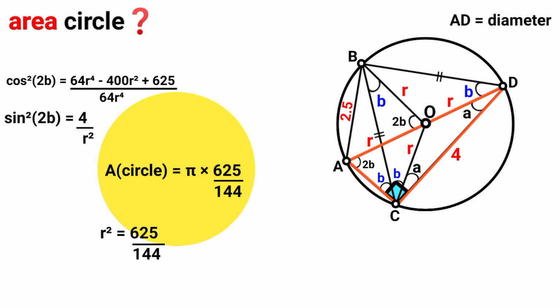Substitute it here. Pi times 625 over 144 is 625 pi all over 144. So area of circle equal to 625 pi over 144 square units.